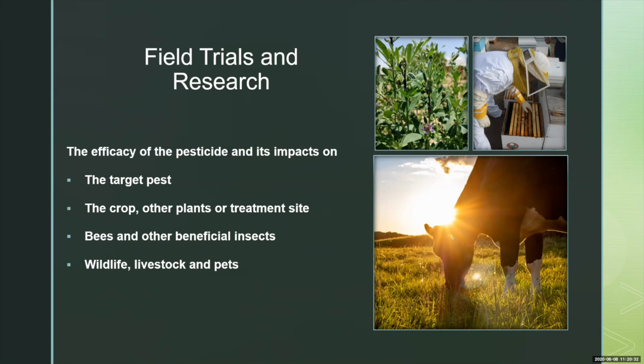And then in the process of controlling the target pest, does it damage the crop or other plants or the treatment site itself? Would it be hazardous to bees or other beneficial insects? What about the impacts on wildlife, livestock, and pets who may be in the area? So all of this information is gathered, and that again is why it takes a lot of money and a lot of years to study these pesticides before they go to market.